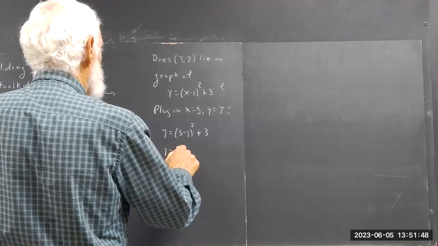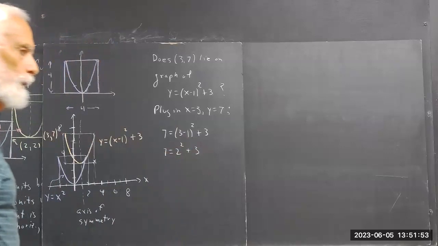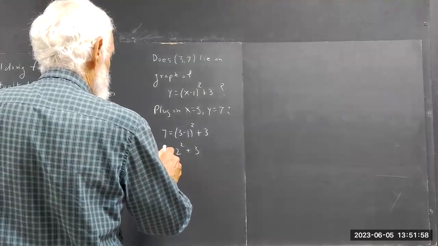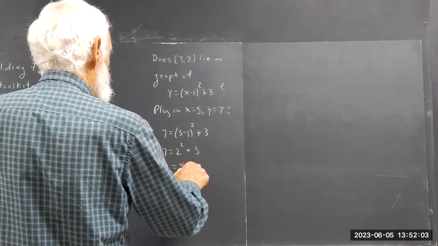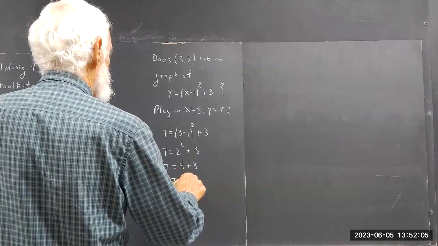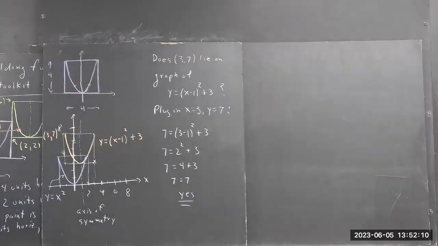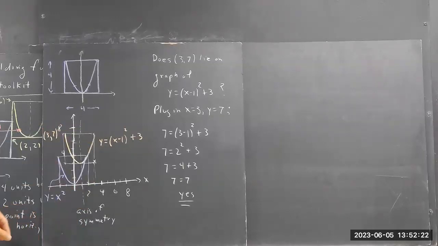You get 7 equals, well, 3 minus 1 is 2. Now, if you didn't get it before, can you get it now? I think everybody's going to get this. The answer is yes. Now you probably figured out the coordinates at this point. You can see it on the graph, it's 3 here and 7 here.